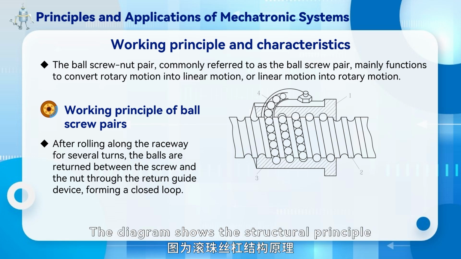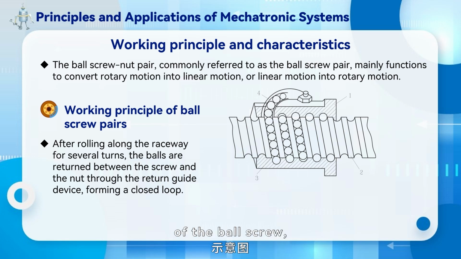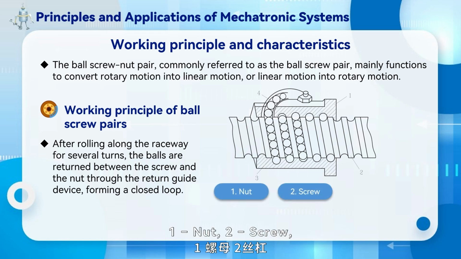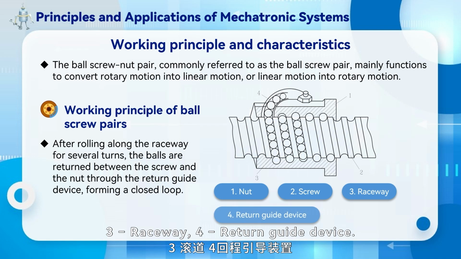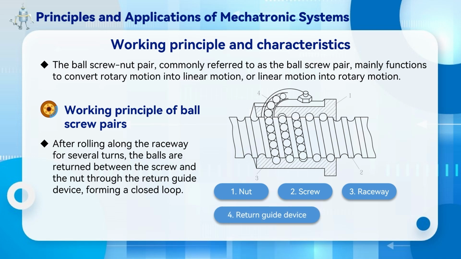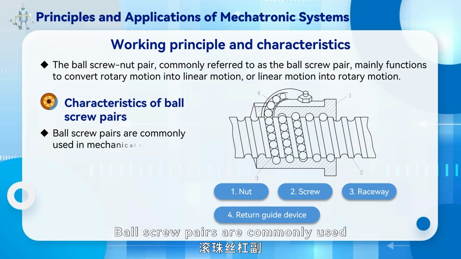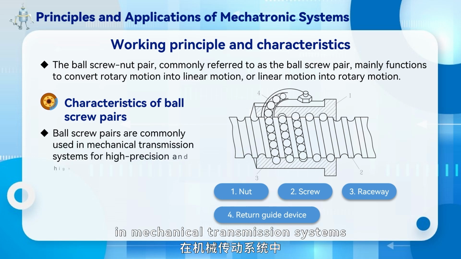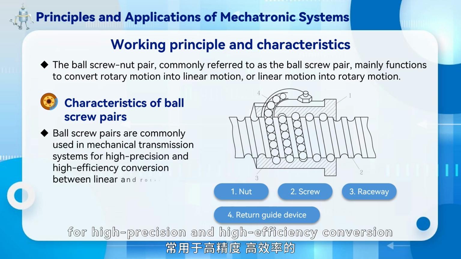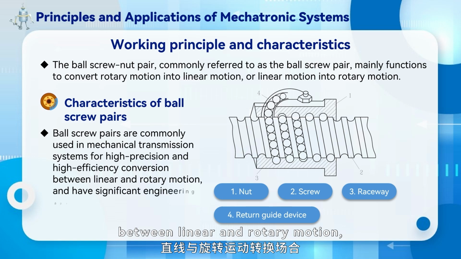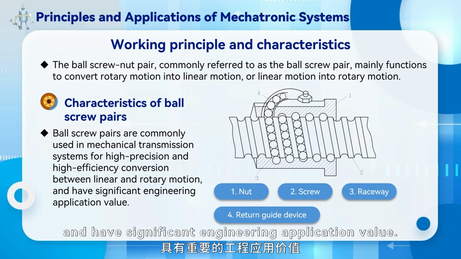The diagram shows the structural principle of the ball screw, with the main components as follows. 1. Nut. 2. Screw. 3. Raceway. 4. Return guide device. Summary of characteristics. Ball-screw pairs are commonly used in mechanical transmission systems for high precision and high efficiency conversion between linear and rotary motion, and have significant engineering application value.